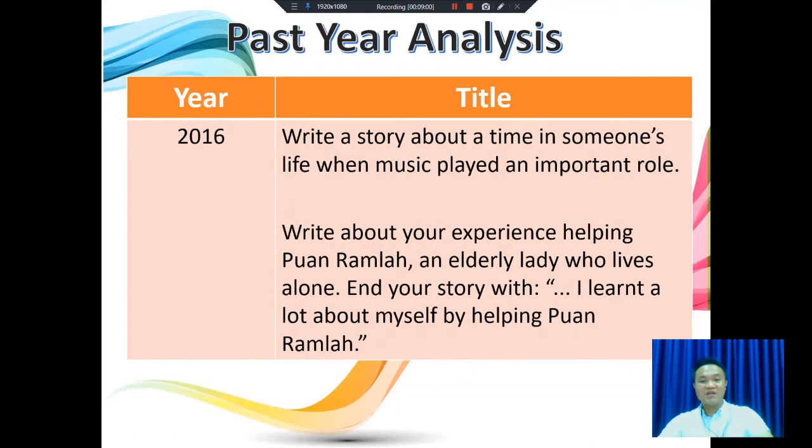Now in 2016, there are two stories. You can choose from two questions. Number one, write a story about a time in someone's life when music played an important role. So now we are talking about music. Next we have the question about your experience helping Puan Ramla, an elderly lady who lives alone. You have to end your story with "I learned a lot about myself by helping Puan Ramla."